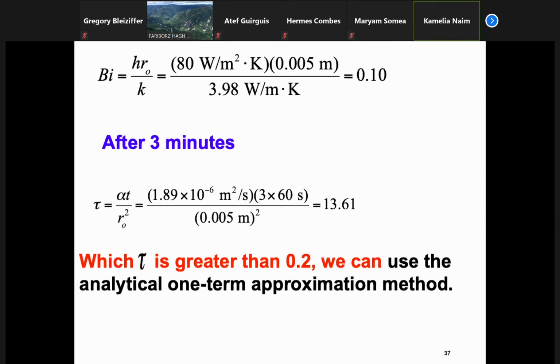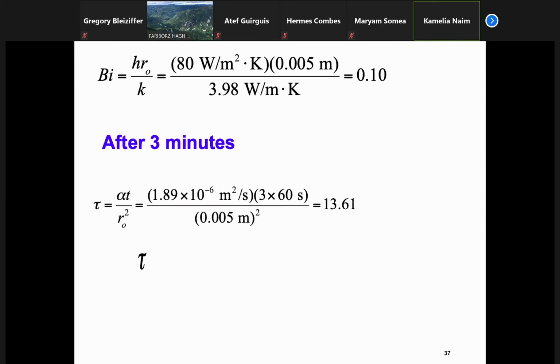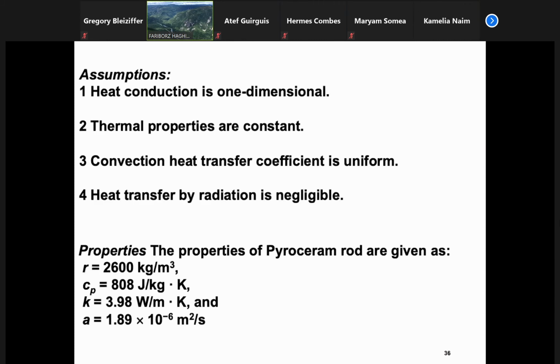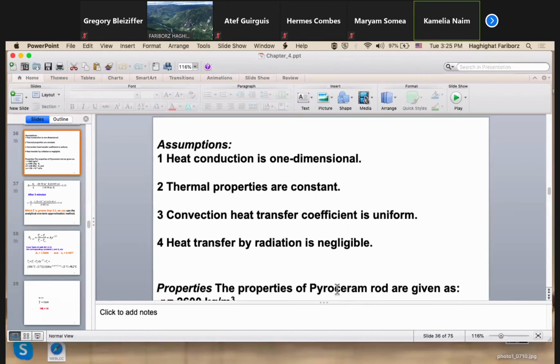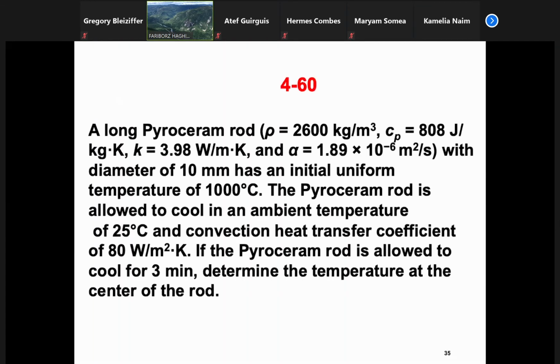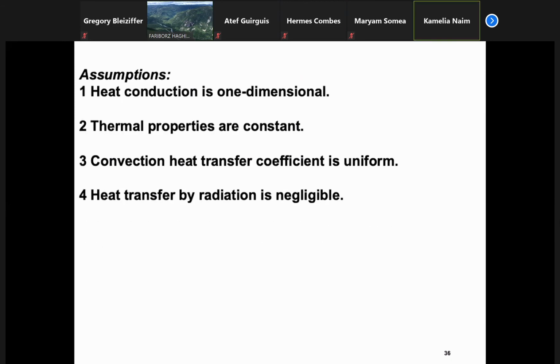Sir, can you please go back to the slide with the assumptions? The one before that one? No, just the slide before this one here. Let me go before this one. This is the problem here. And then we have this one. Okay.